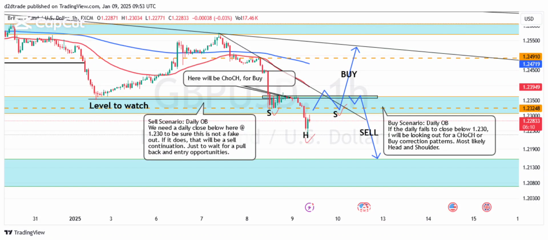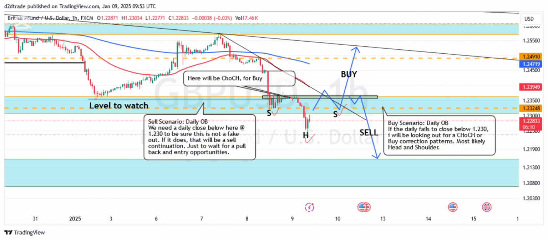Looking at the GBP/USD chart, here's a breakdown of the analysis and additional insights. Key levels and scenarios highlighted. Sell scenario, level to watch, 1.230. If the price closes below 1.230 on the daily time frame, it indicates the continuation of a bearish trend. Look for pullbacks to enter sell positions.